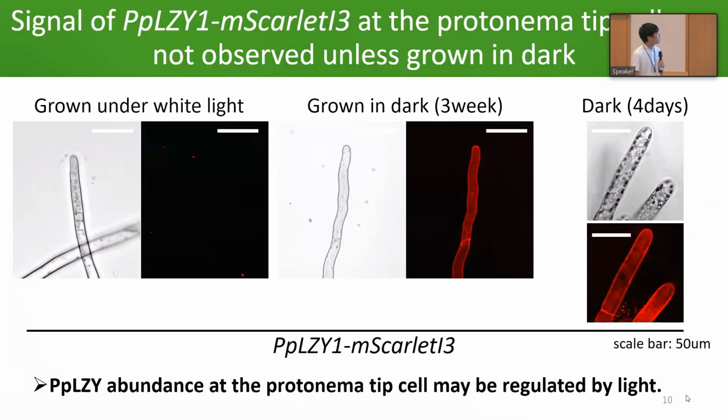From this result, we were thinking that the lazy abundance at the protonema tip cell may be regulated by light. We don't know if it's transcriptional regulation or after transcription, but we're thinking that lazy is somehow downregulated by light.